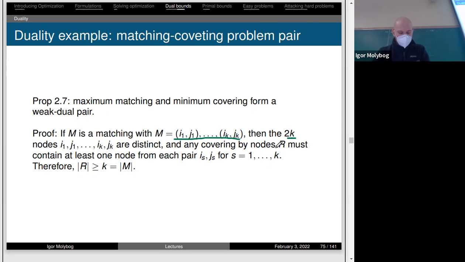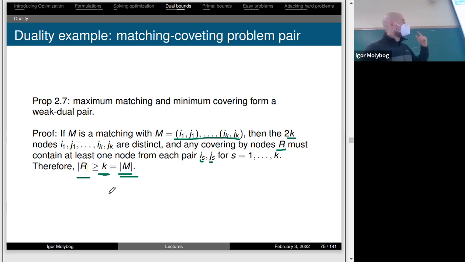any covering by nodes R must contain at least one node from each of the pairs I, J. Therefore, since any covering must contain at least one node out of each pair, it means that in each covering there must be at least k nodes total. And since M was a matching, virtually any matching, and we have virtually any covering, no matter what covering it is, there is an inequality between the cardinality of the two sets.